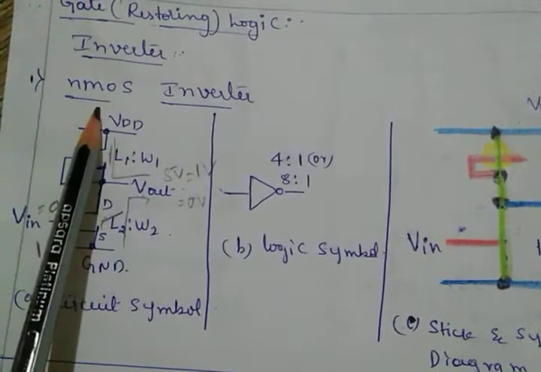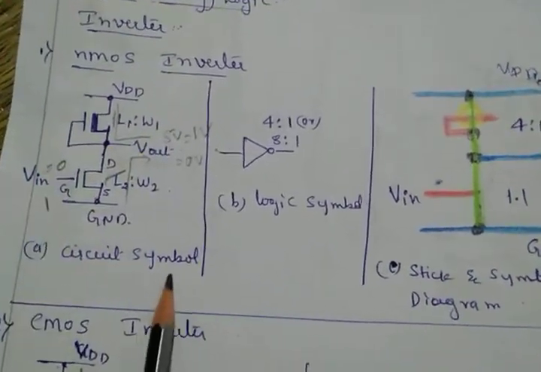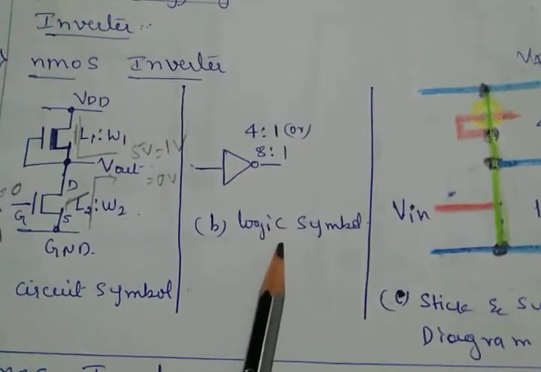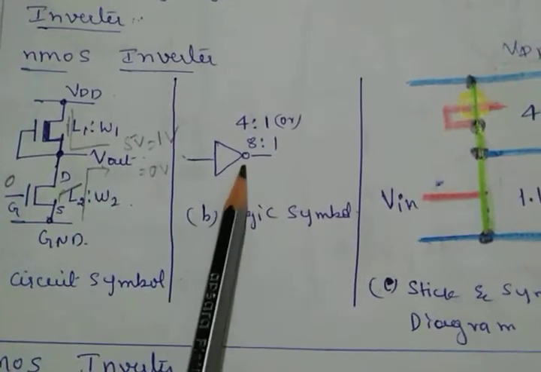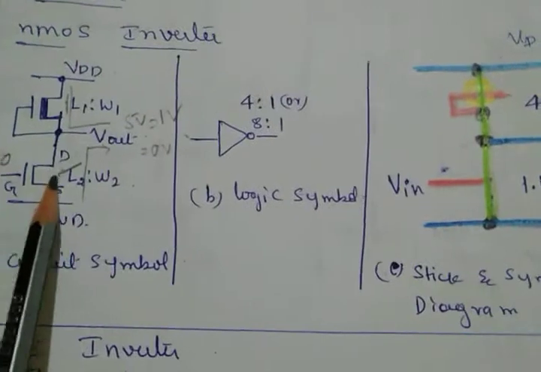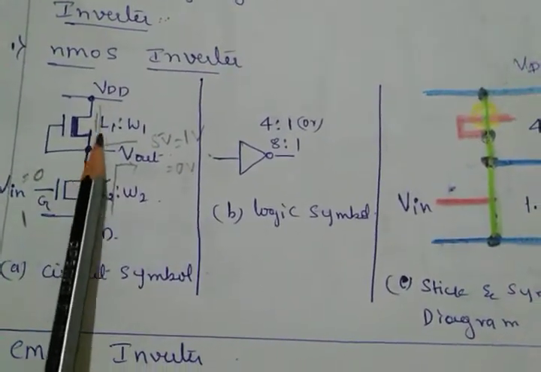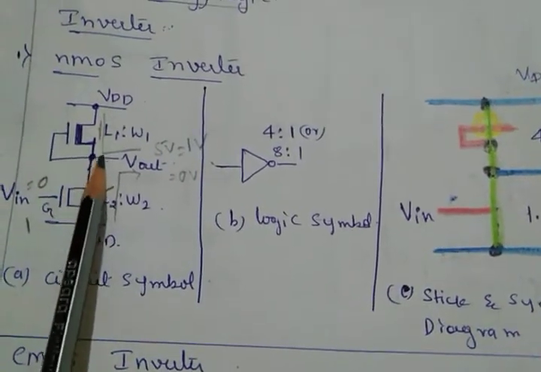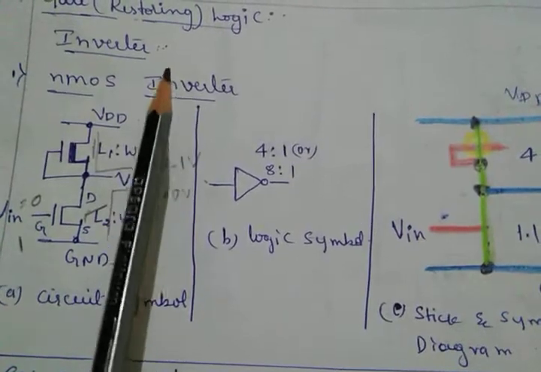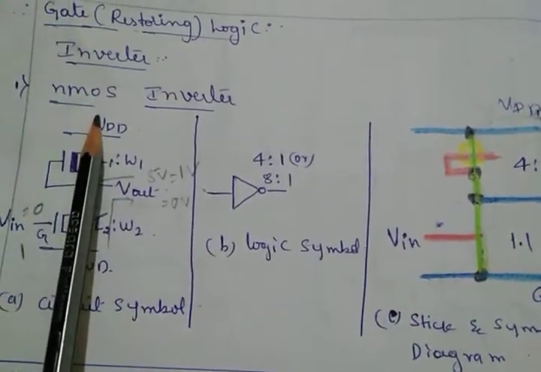In the nMOS inverter, this is the circuit diagram. This is the circuit symbol, and this is the logic symbol of the inverter, with one bubble, and then this is the stick diagram. First I will explain the circuit diagram. See here in the circuit diagram, this is the inverter circuit. Please remember, I am using nMOS technology here.